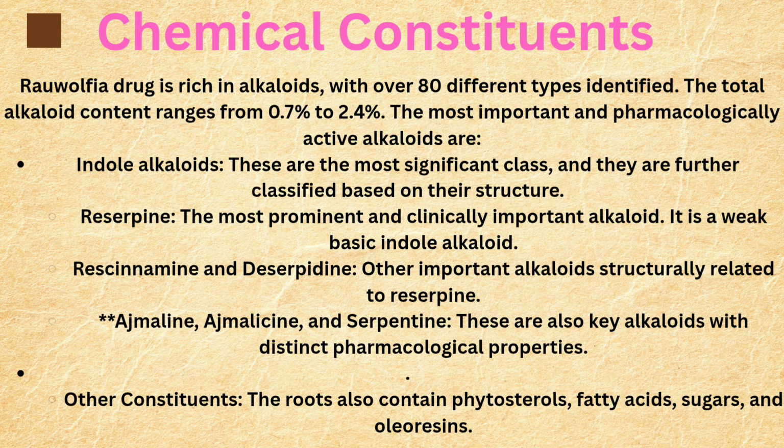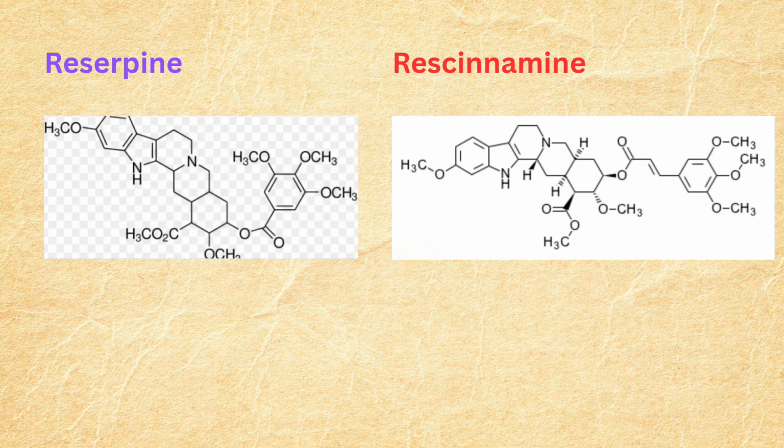Reserpine is the most prominent and clinically important alkaloid. It is a weak basic indole alkaloid. Rescinnamine and deserpidine are other important alkaloids structurally related to reserpine, as are ajmaline, ajmalicine, and serpentine. These are also key alkaloids with distinct pharmacological properties. Other constituents: the roots also contain phytosterols, fatty acids, sugars, and oleoresin. Here, the structures of reserpine and rescinnamine.